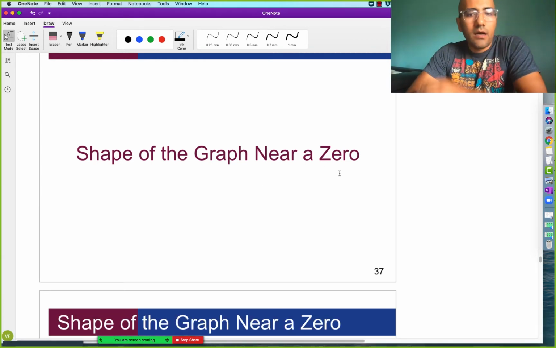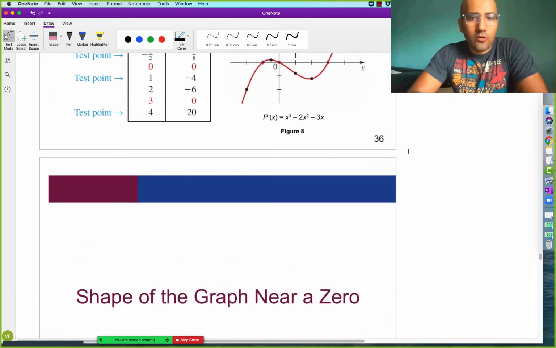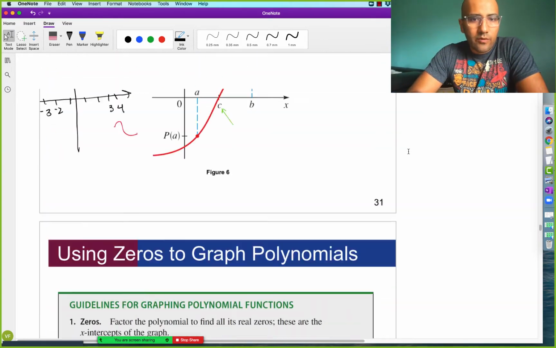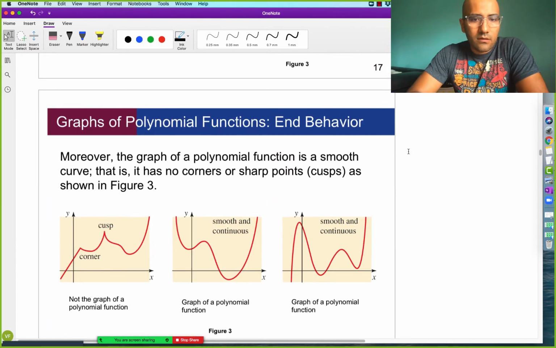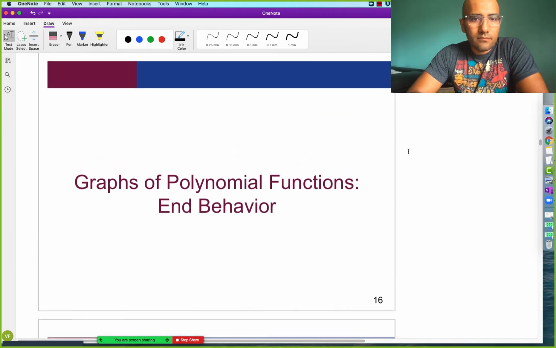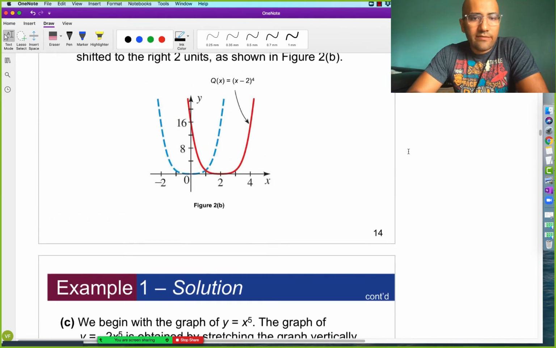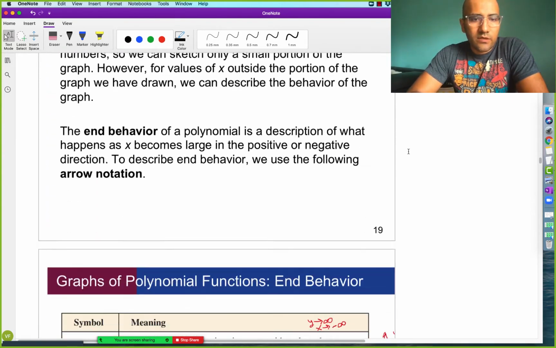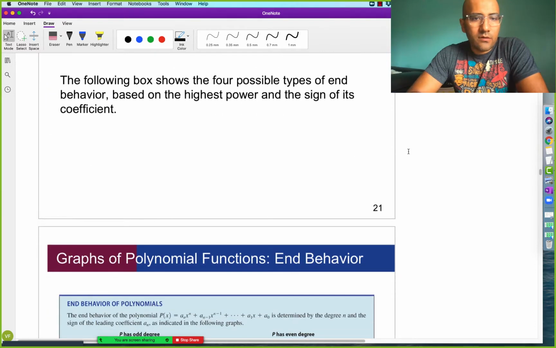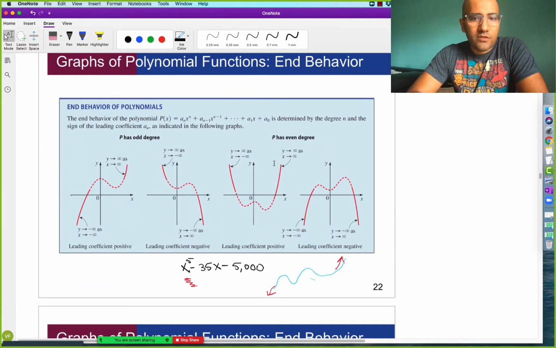All right. Anyway, yesterday we left off with chapter 3, section 2, and we were looking at zeros of a polynomial. So let's look at where we were. We were looking at graphs of polynomials, and we were looking at end behavior. We covered all that yesterday. This is the slide that really described end behavior.